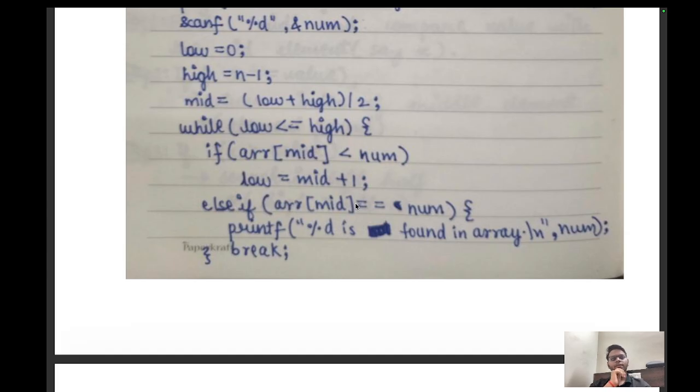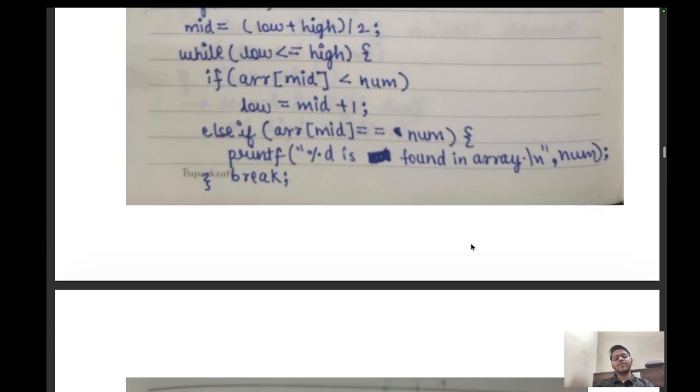The logic behind doing low equal to mid plus 1 is that it takes only that part of the array in which there is a probability of getting the element. Else if array[mid] double equal to the number, and if we get the element at the middle value itself, then it is very easy for us. We print a statement that the element is found in the array, and we return the index at which it is found.